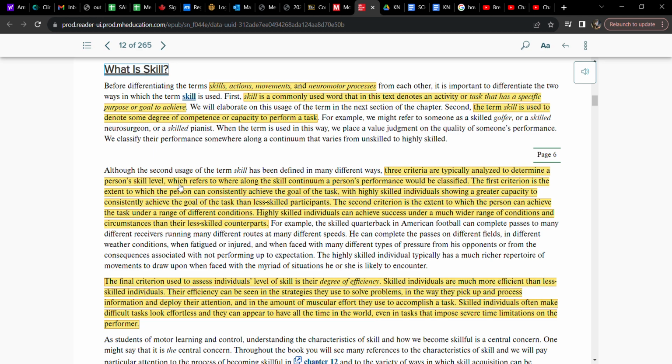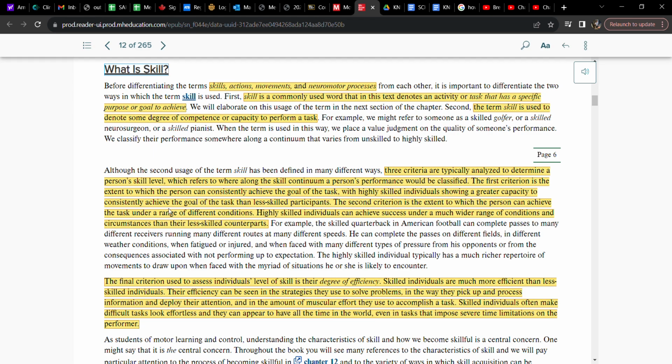So that's generally how we look at skills, is making sure that you're accomplishing a specific purpose or goal related to it. There are 3 criteria that are typically analyzed to determine a person's skill level. So those 3 criteria involve the extent to which the person can consistently achieve the goal of the task. The second criteria is the extent to which the person can achieve the task under a range of different conditions. And then the third criteria is the skill level in order to determine their degree of efficiency.